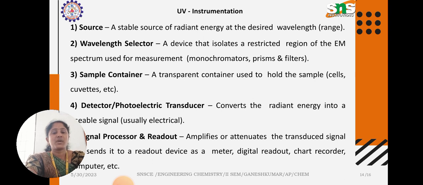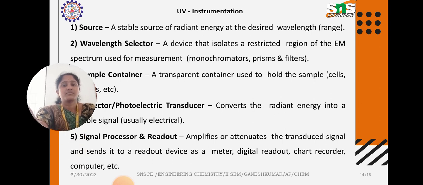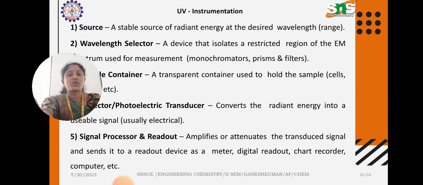Detector and photoelectric transducer: converts the radiant energy into a signal. Signal processor and readout: amplifies or attenuates the transduced signal and sends it to readout devices such as a meter, digital readout, chart recorder and computer.